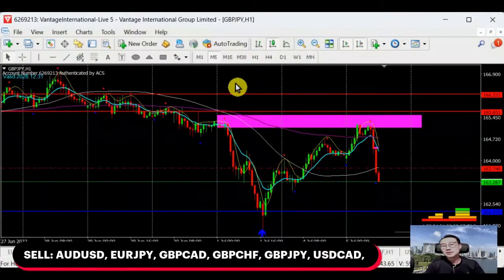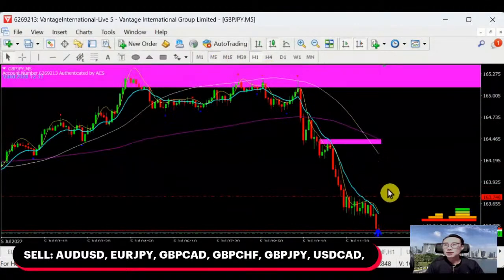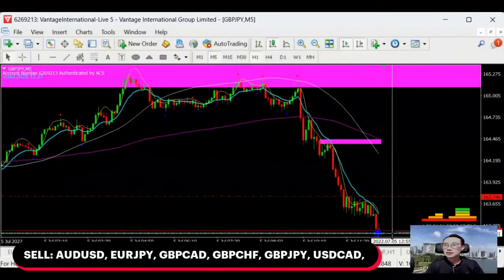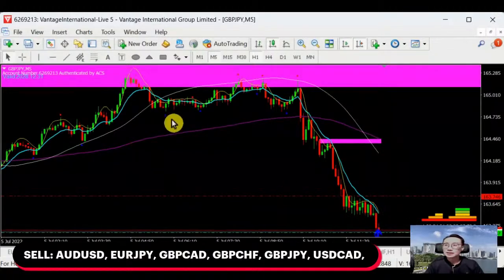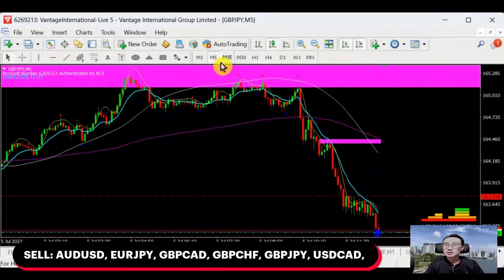Okay, yes, all right, pound yen. Let's come and take a look at pound yen. So pound yen, we have completed about 30 pips. Exactly, we have completed this pound yen 30 pips of run. May I know how many pips did you take? How many pips did you take?